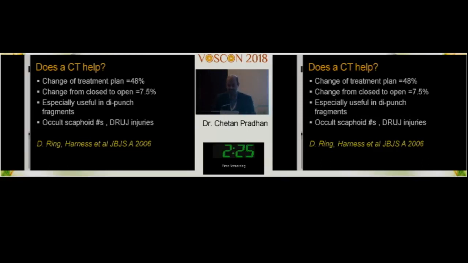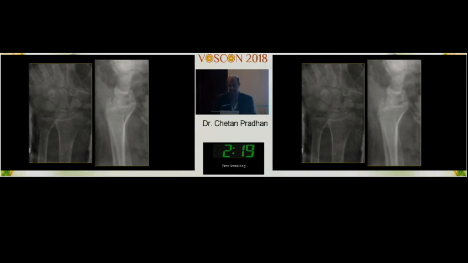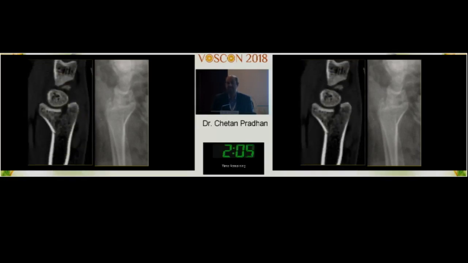Especially useful in die-punch depressions and occult injuries. So look at this. This was a closed reduced fracture. Now, obviously, it's a volar displaced fracture, so there's hardly any role of closed reduction and plaster treatment. And if you take the CT scan, this is how it was. So it was not reduced.